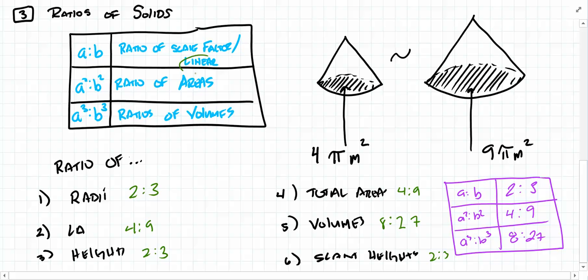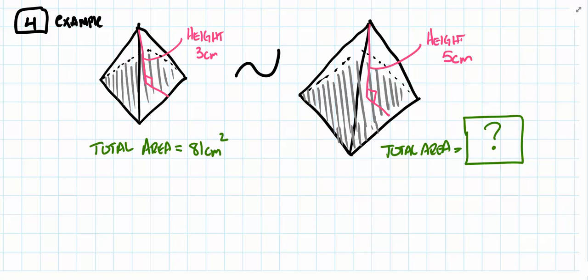Okay, so here's the setup for this problem. I've given you two similar rectangular pyramids. The height of the smaller one is 3 centimeters. The height of the larger one is 5 centimeters. I have told you that the total area of the smaller pyramid is 81. I would like you to figure out the total area of the larger pyramid given the fact that they are similar and you know the scale factor of their heights. Do you understand what I'm asking you to do?